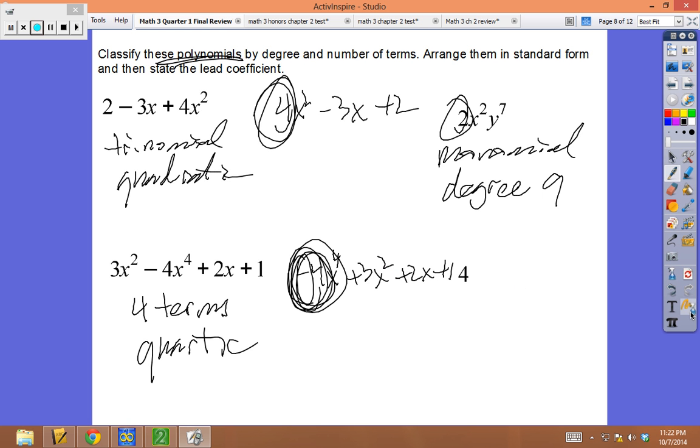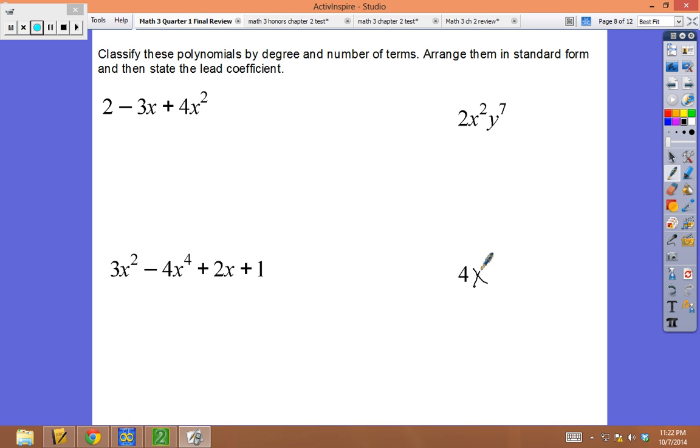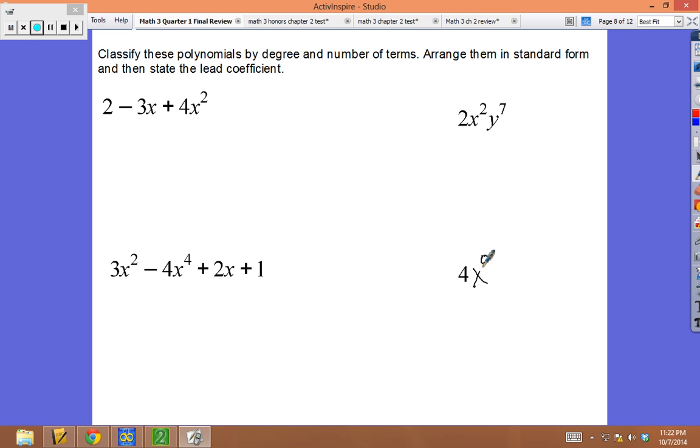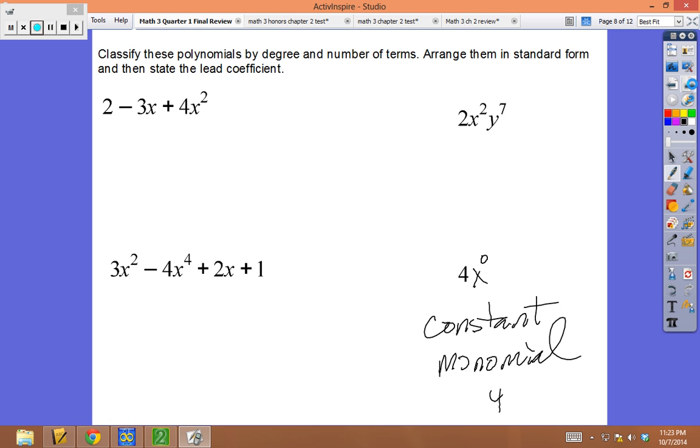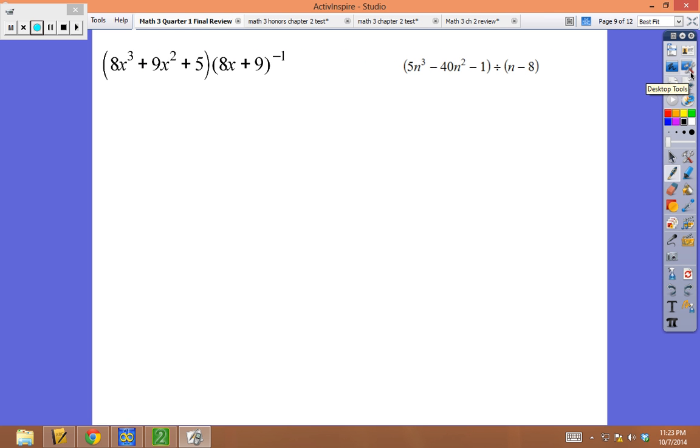Okay, this last one is actually 4 times x to the 0. It's degree 0. So we call that a constant. And it is a monomial. So it's in order. So the lead coefficient would be 4. Okay, now long division.